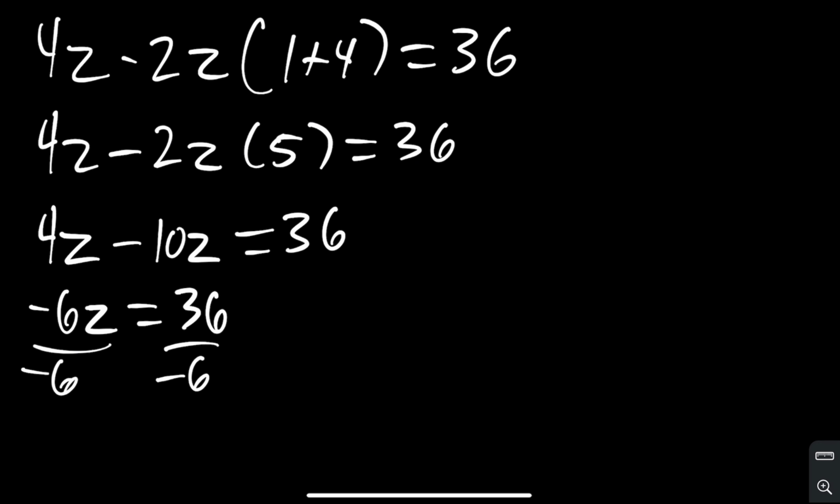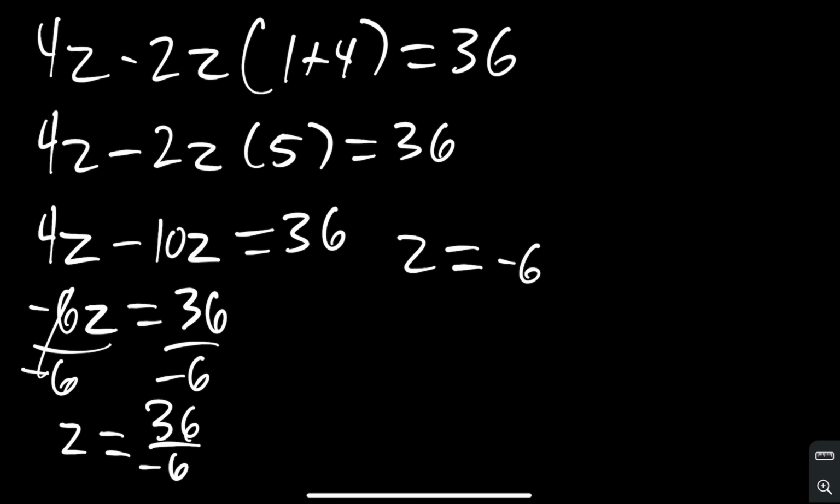And then negative 6 divided by negative 6 is going to give you 1, so it's going to be z equals 36 divided by negative 6. Then we know 36 divided by negative 6 is going to give you negative 6. So that's going to be your answer.